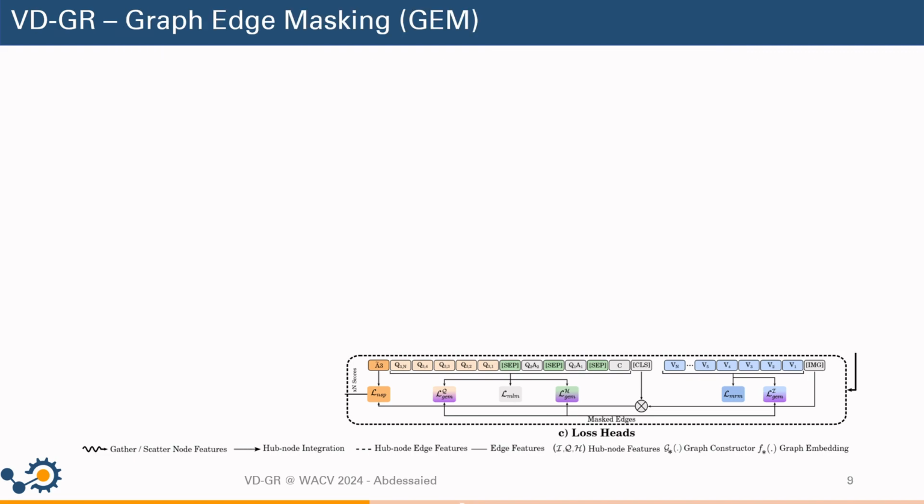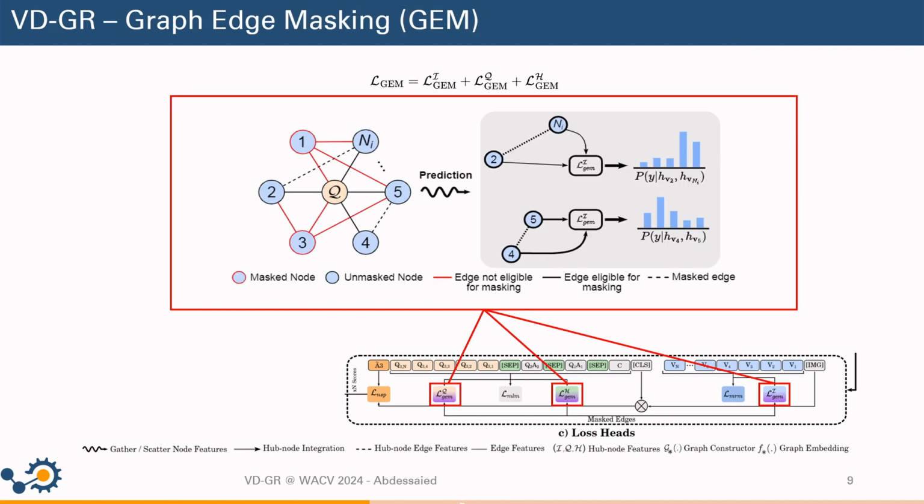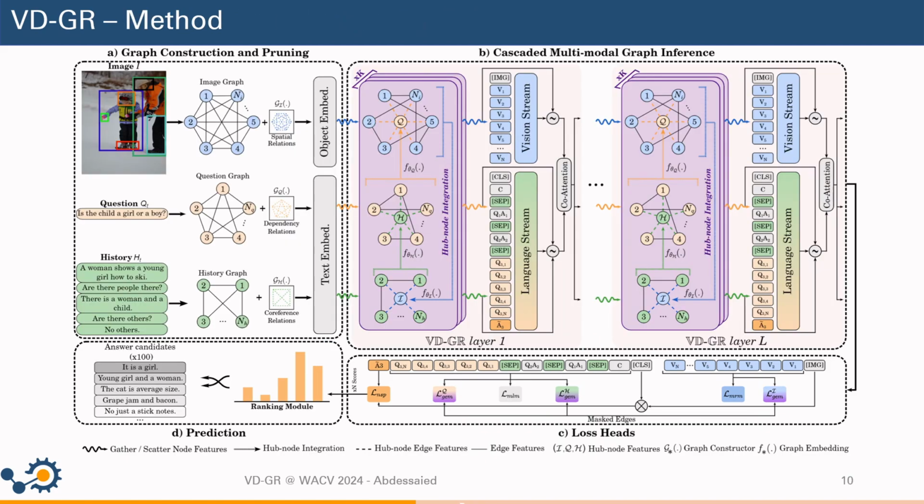In graph edge masking, we propose to learn masked edges based on the node features it connects. This training task significantly boosted the performance of our model, as we will see later. Finally, we learn to rank a set of candidate answers using similarity measures with the ground truth answer.